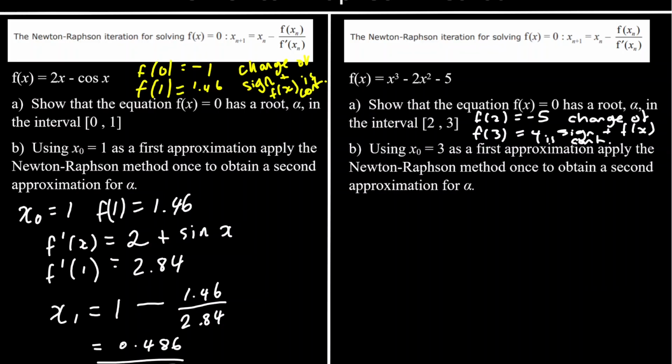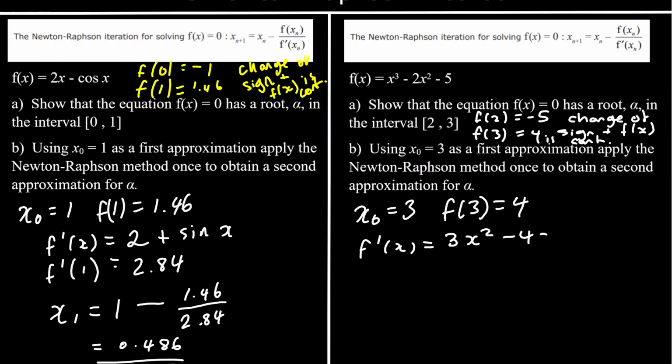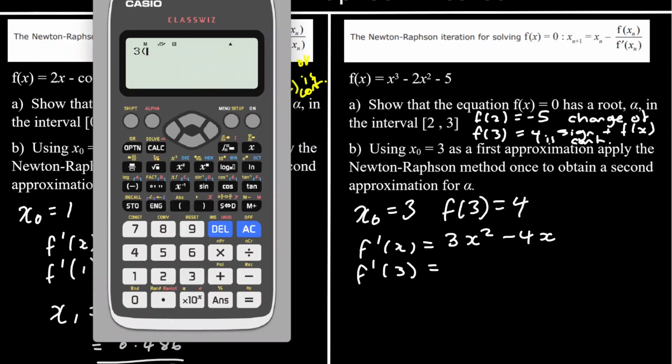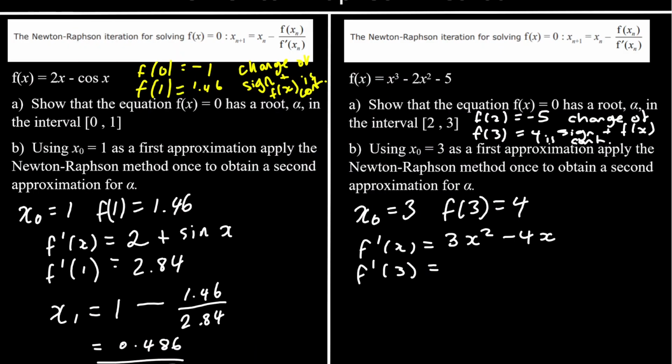Now the Newton-Raphson method, our first approximation, x0, is 3. F of 3 is 4. And our gradient function is going to be 3x squared minus 4x. So if we put our 3 into our gradient function, we've got 3 times 3 squared minus 4 3's, which is 15.